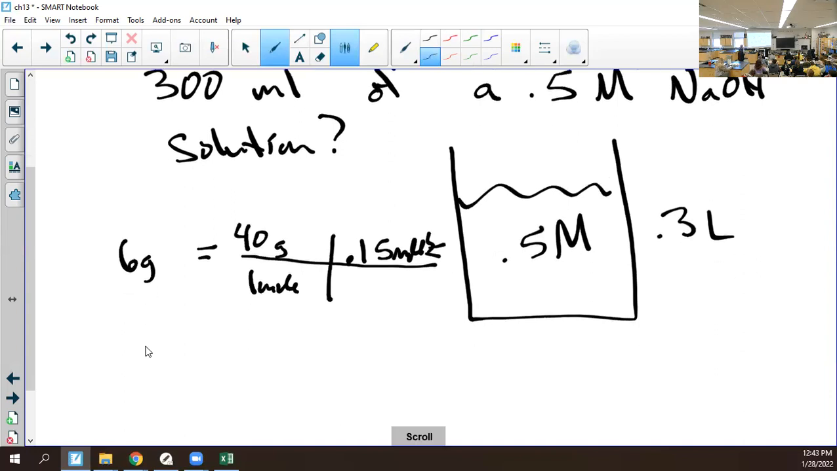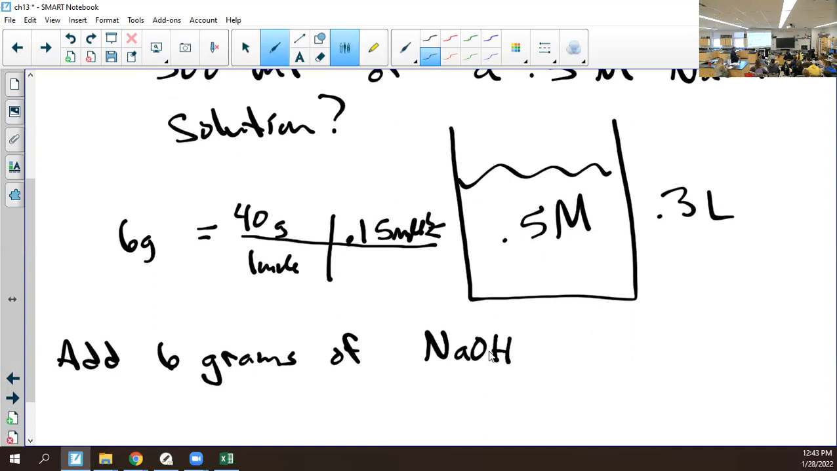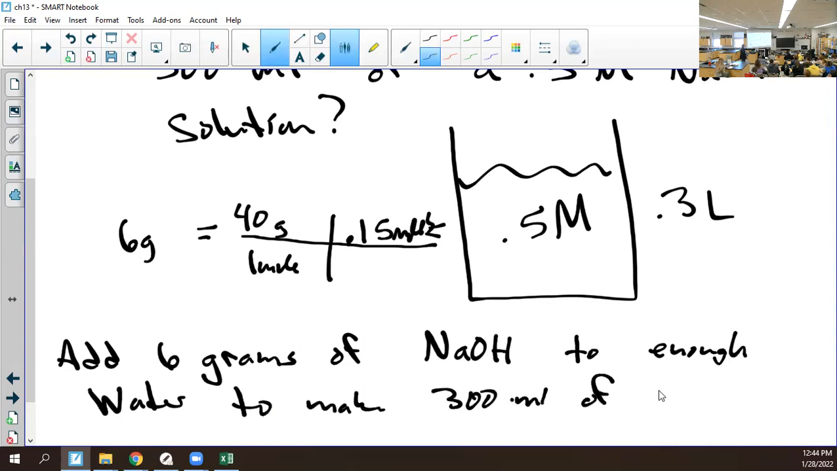And in AP, you need to very specifically answer this question. Are you ready? You would say, add 6 grams of sodium hydroxide. And this is where it gets technical. You cannot just say to 300 milliliters, you'll get it wrong, because by adding those, that would change the volume, which would change the molarity, right? It's dumb, but you say add 6 grams of NaOH to enough water to make 300 milliliters of solution.